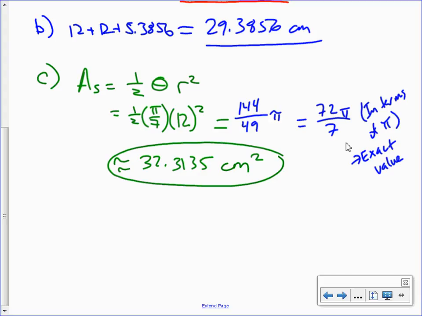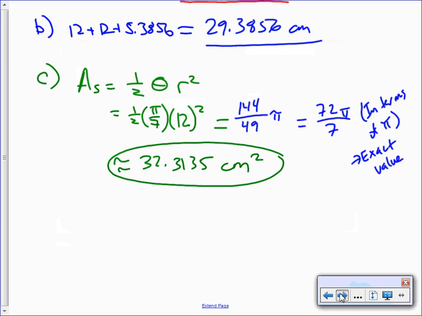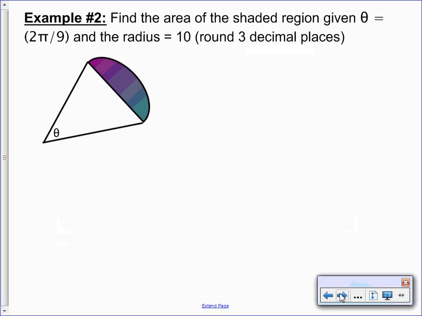Okay. Here we go. Shaded region ones. This is probably what you would see in the IB exam. Usually it's a shaded region where you have to take another formula into account. All right. So if you find the area of the shaded region, what do you need to know?